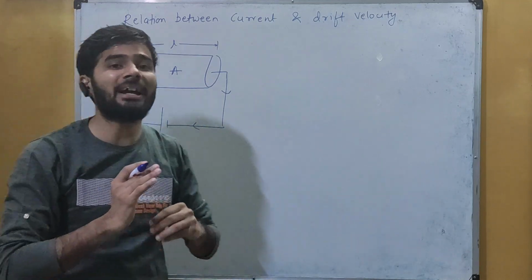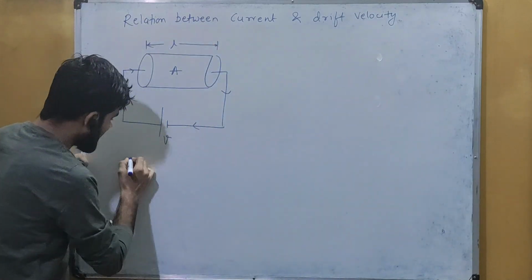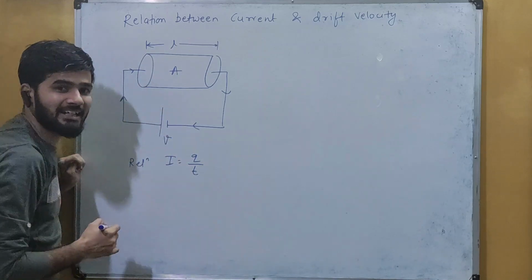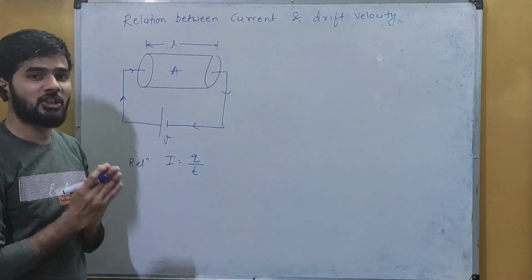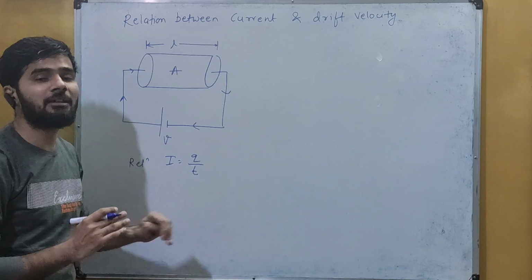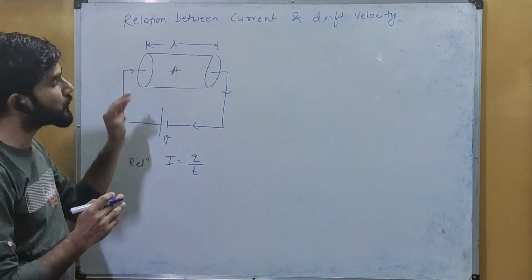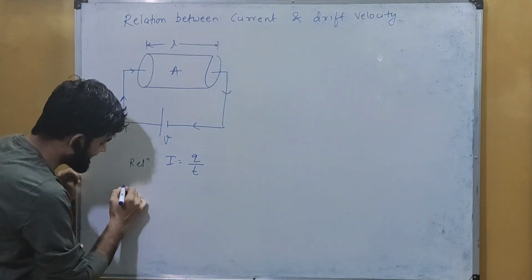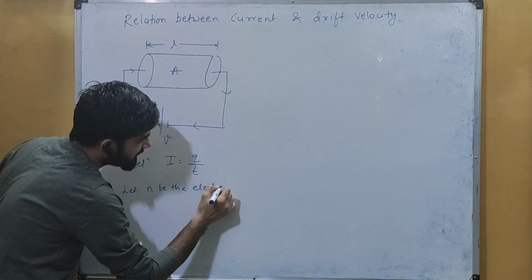Okay, now to find the relation between the current and the drift velocity, we have the relation I equals Q by T. That is the formula for electric current, that is, current is equal to the time rate of flow of charge. Now in this case we have to find the value of charge Q and the time T. Okay. Now first of all we will find the value of charge Q, कि यहाँ पर total charge इस कंडक्टर के अंदर कितना होगा. Okay. So first of all let us consider here N to be the electron density.